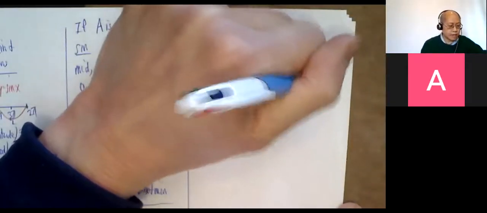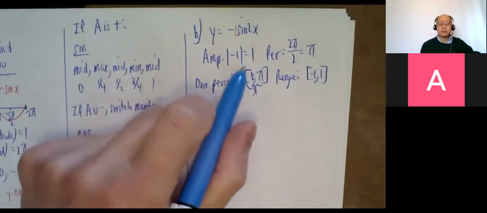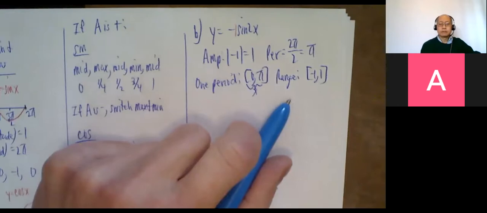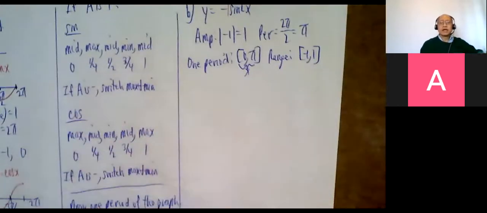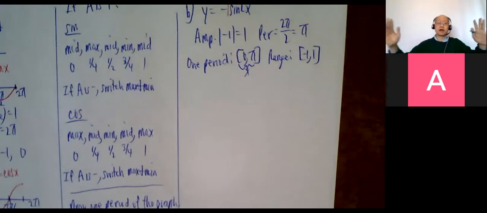So the range is still -1 to 1 because the amplitude is 1. So this graph isn't going to change how high and how low it goes, but it's going to either take the graph and scrunch it or make it spread out.